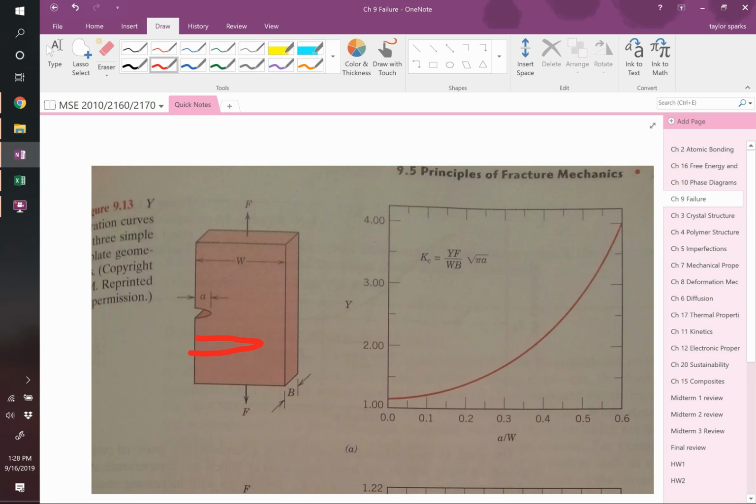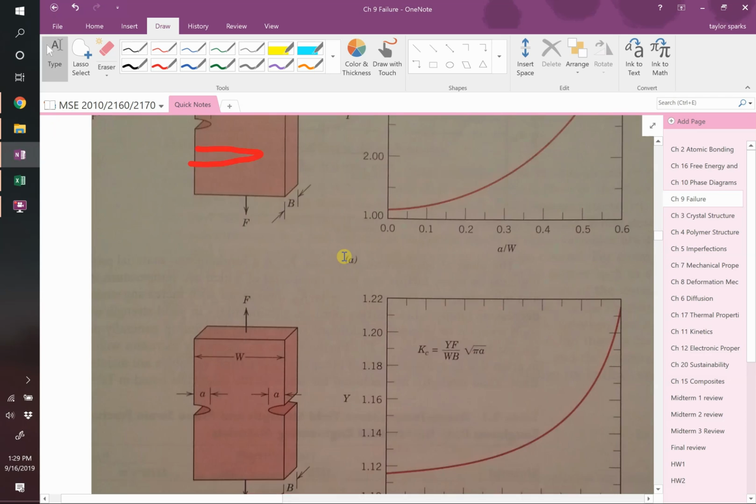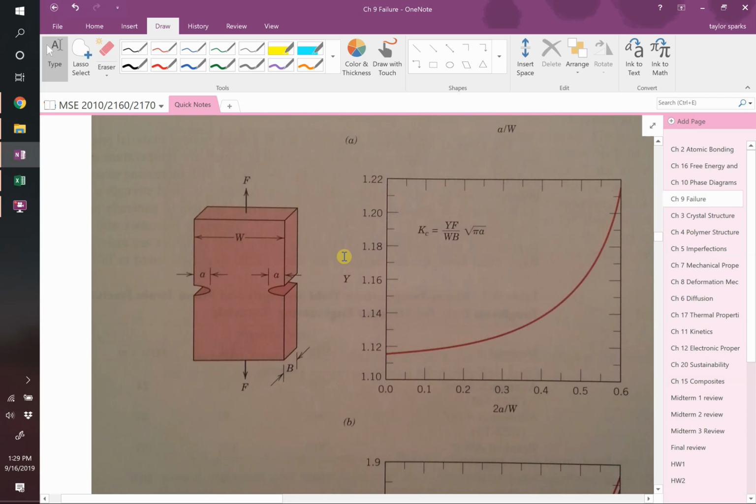Yeah? Are there any units associated with Y? Nope. Y is a unitless geometric parameter. Okay? Let me go back.